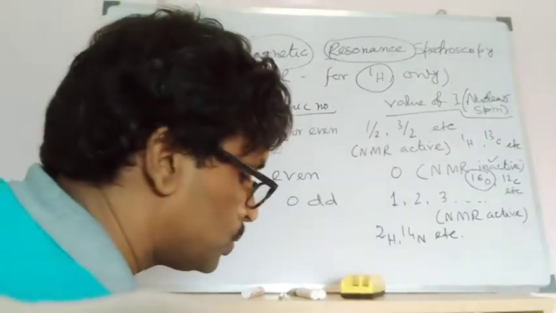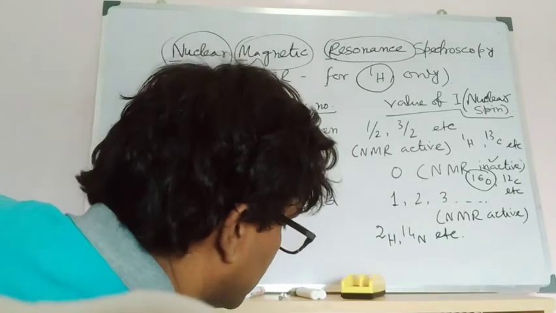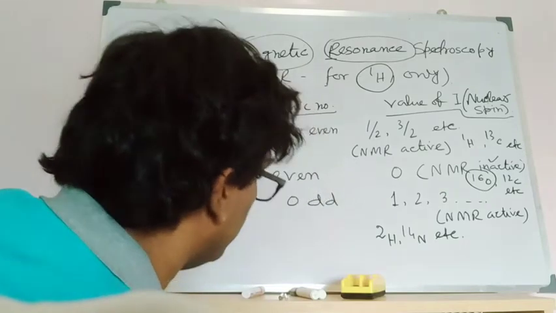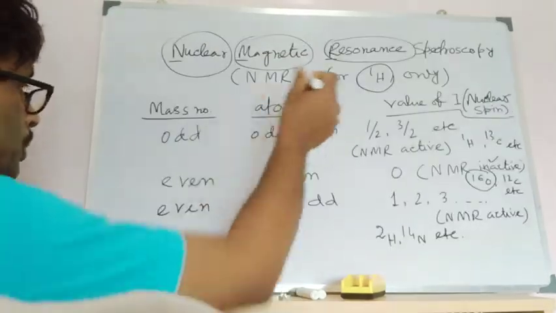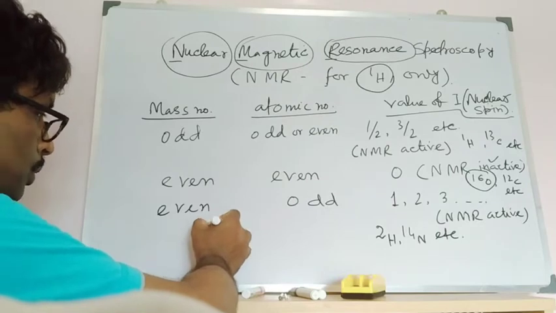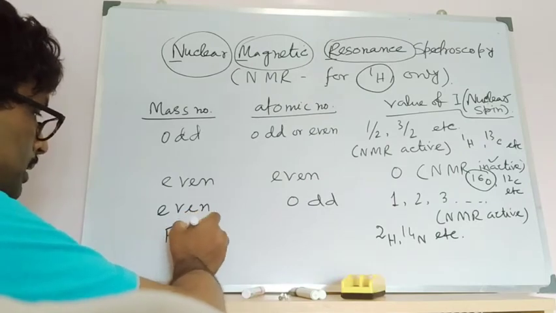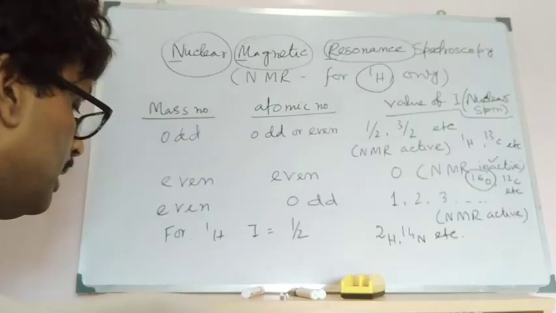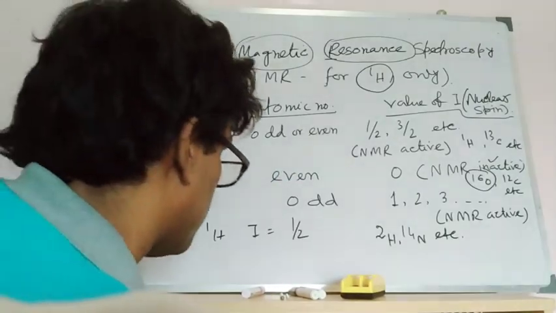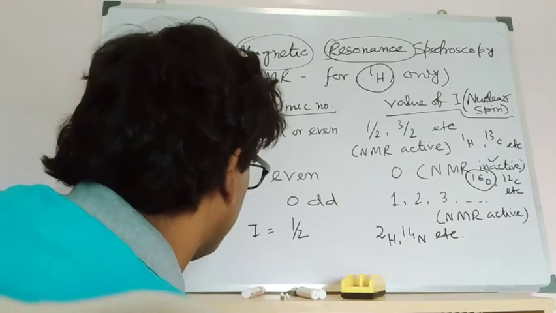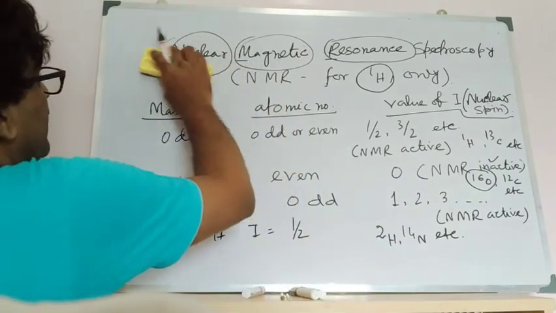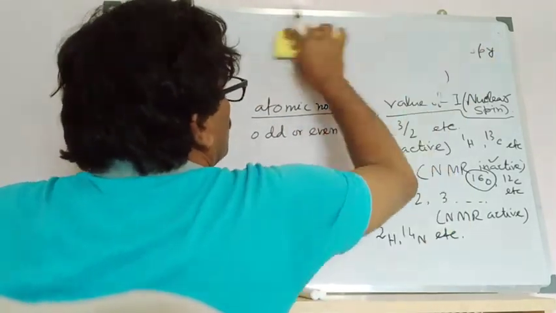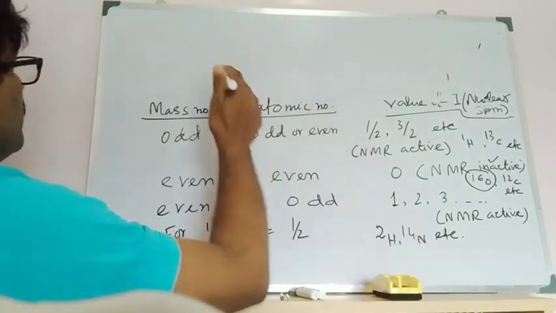So by this, which nuclei are important for us? That is 1H, 13C, 19F, etc. But we will discuss here only the proton. Now, for the proton, that means 1H1, I is equal to 1/2. So how many angular momentum vectors will be possible for this particular direction? That is very important.